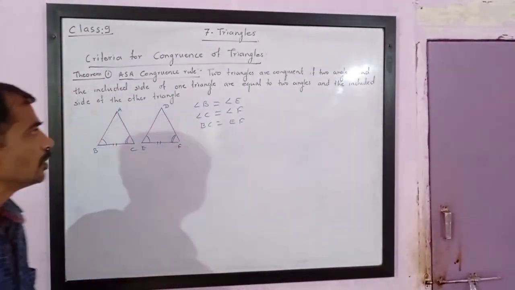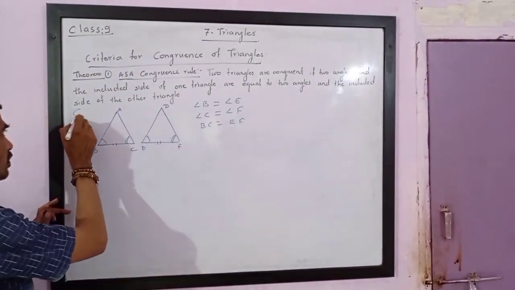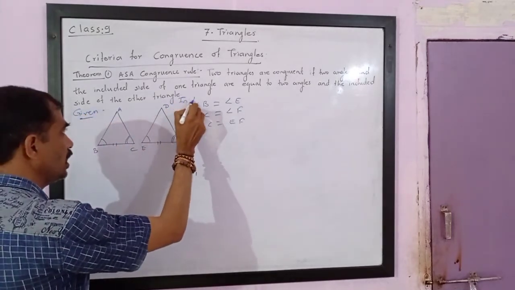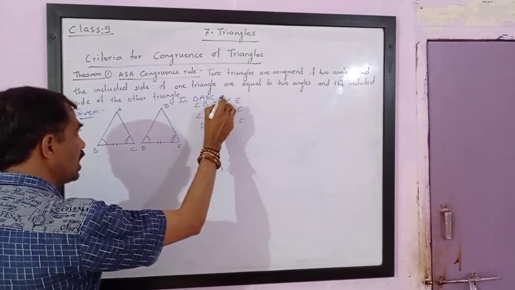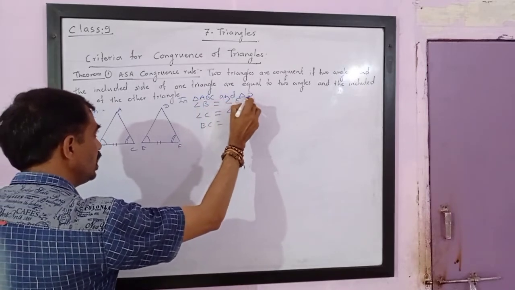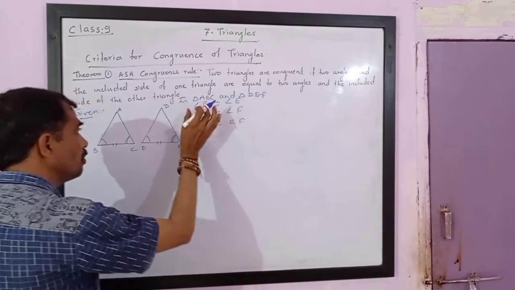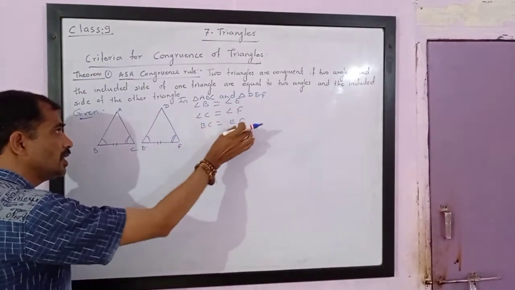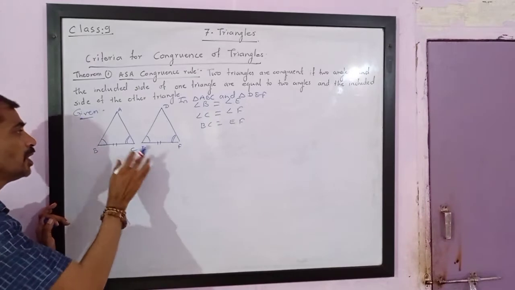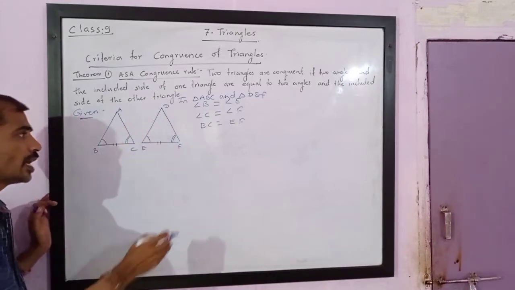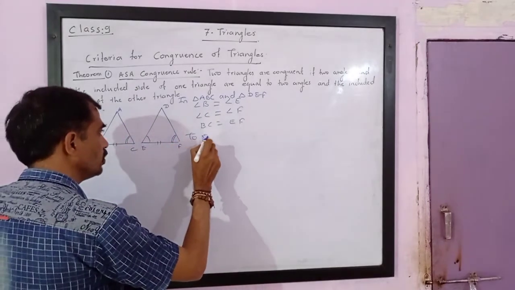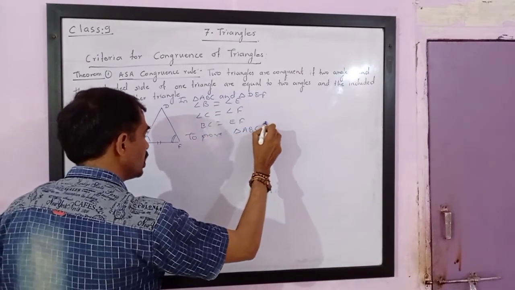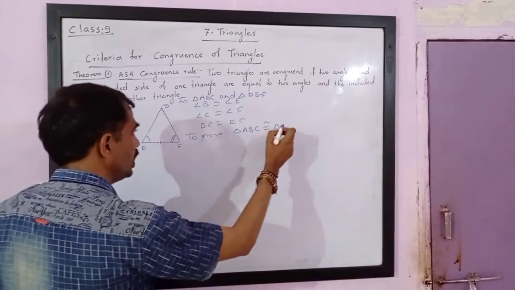Now let us try to prove. So this is what is given to us. In triangle ABC and triangle DEF, we are given angle B is congruent to angle E, angle C is congruent to angle F, and BC is congruent to EF. Now we have to prove whether these two triangles are congruent or not. So we have to prove triangle ABC is congruent to triangle DEF.